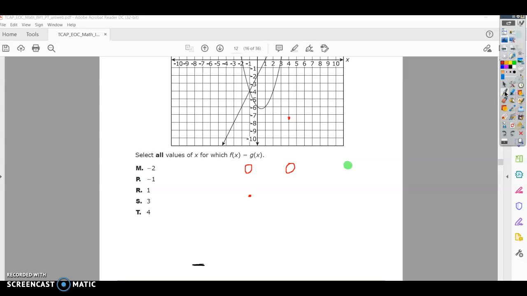And -1 is P, and 4 is T. So our answer to this one is P and T.